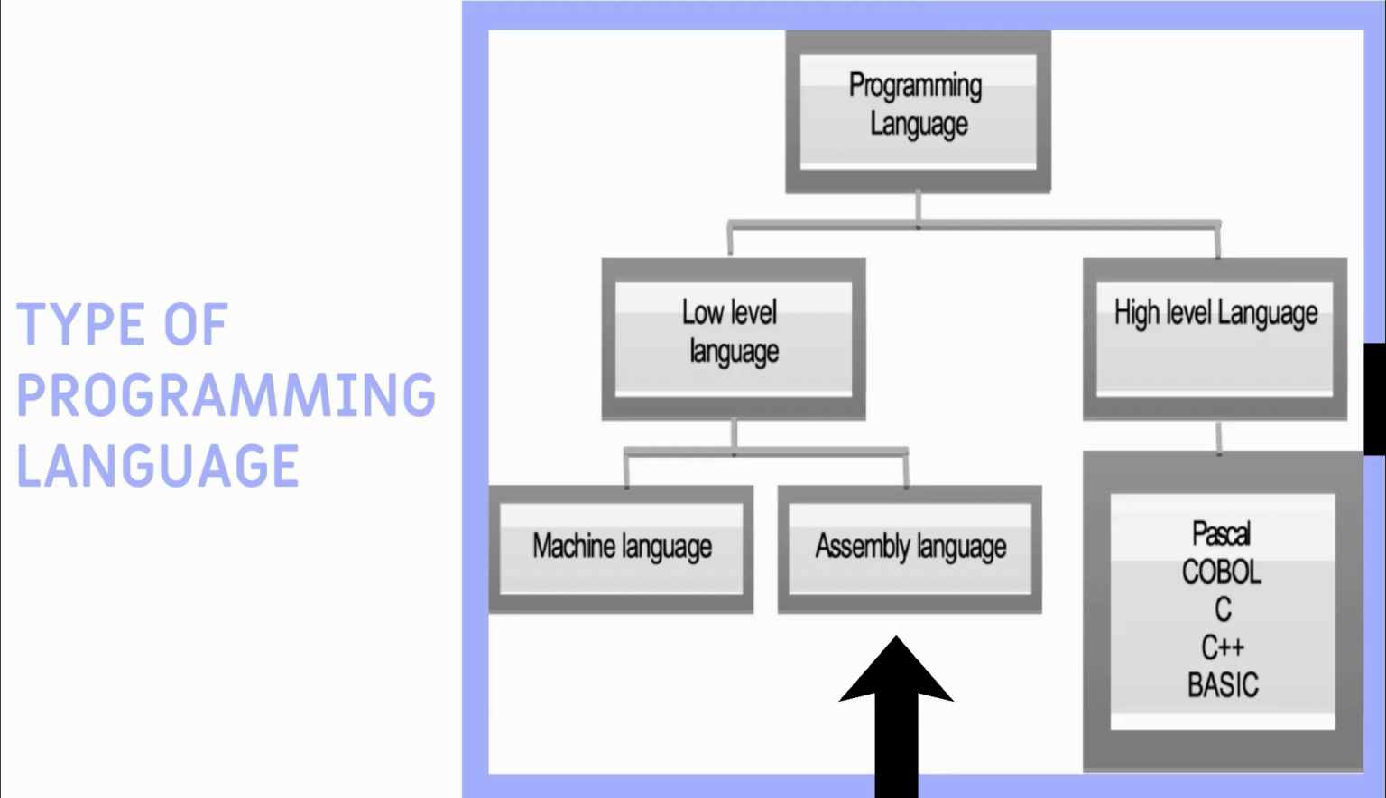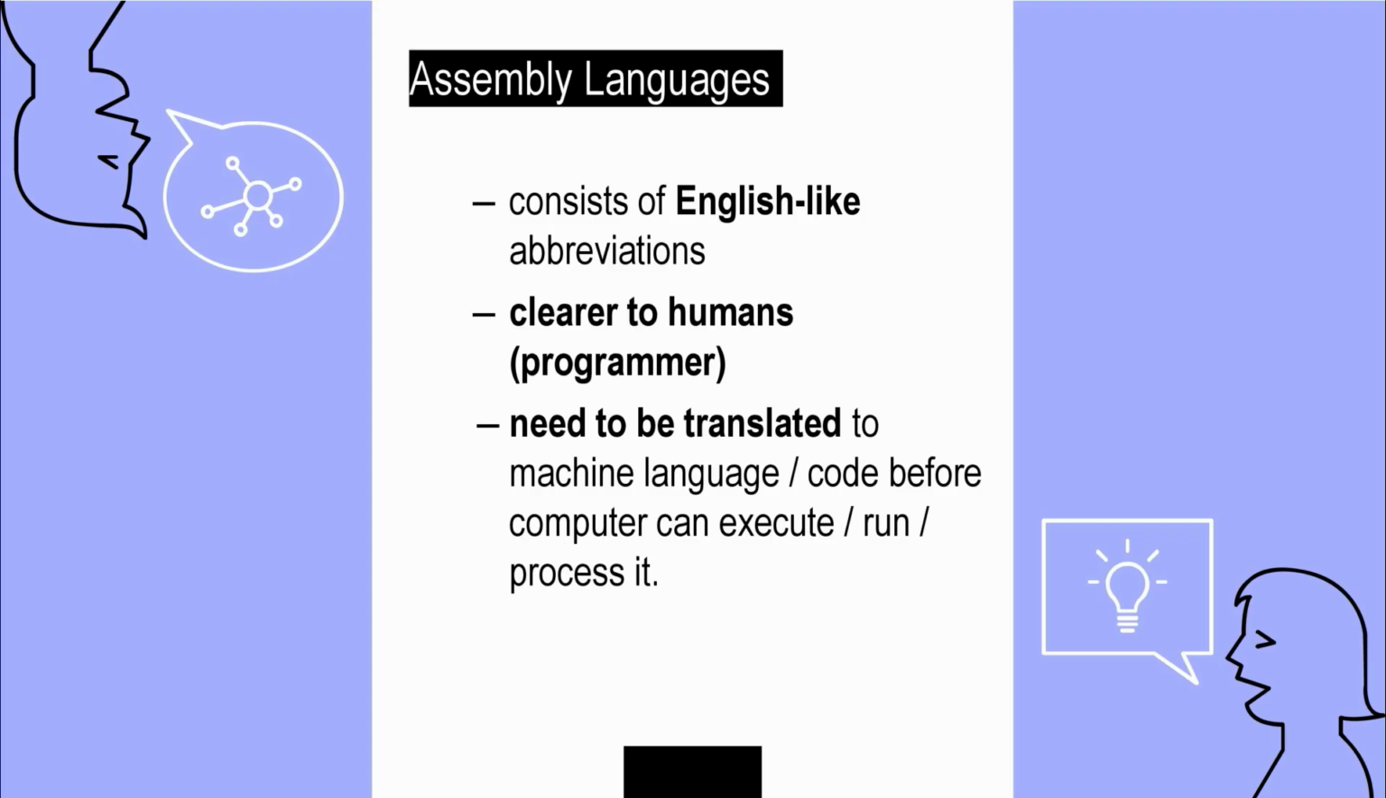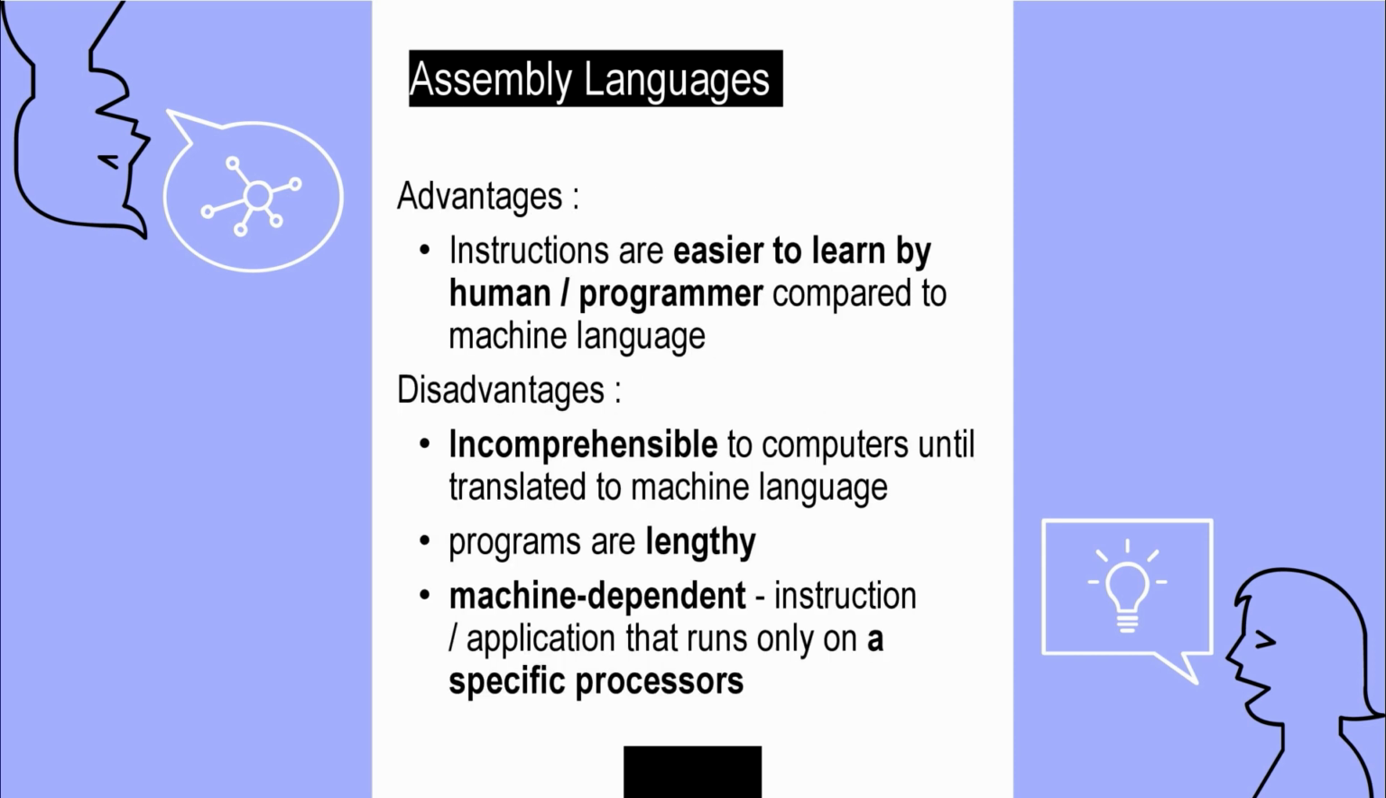Now, let's move on to assembly language. So, assembly language consists of English-like abbreviations. So, maksudnya dia lebih clearer to humans to read. But, it need to be translated to machine language. Kalau tak, komputer tak faham lah.